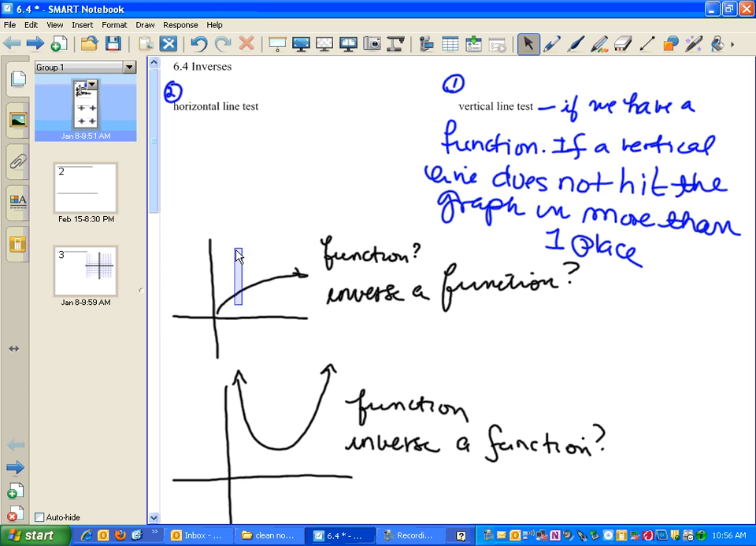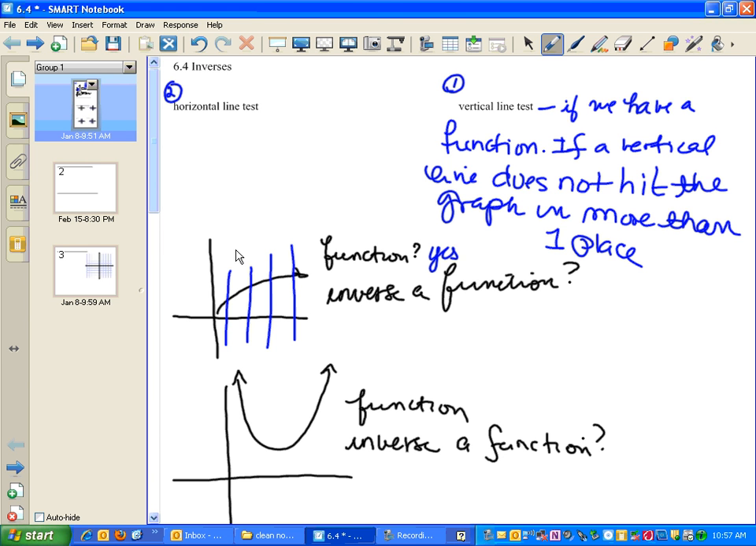So can I draw a vertical line anywhere and hit the graph in more than one place? Or is it just hitting the curve in only one spot? It's only hitting in one spot, right? I'm not hitting it in two places. So this would be an example of using the vertical line test. We know that this is a picture of a function. So is this a function? We'll say yes. Okay?